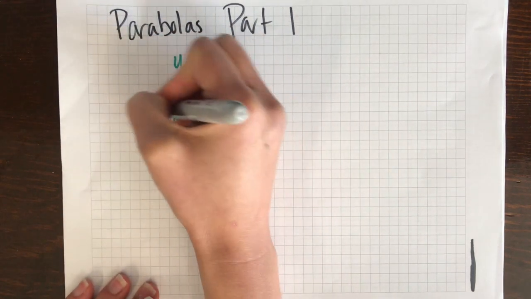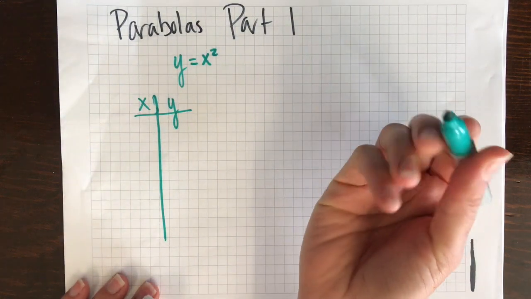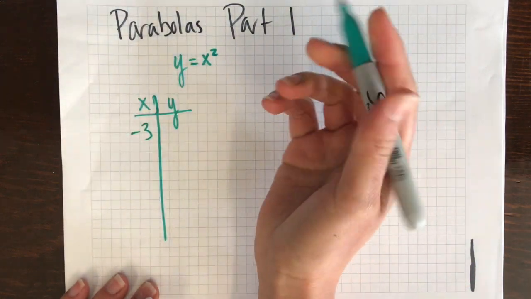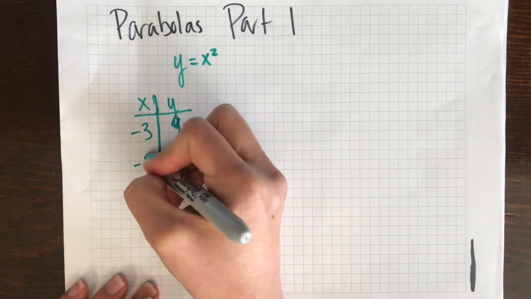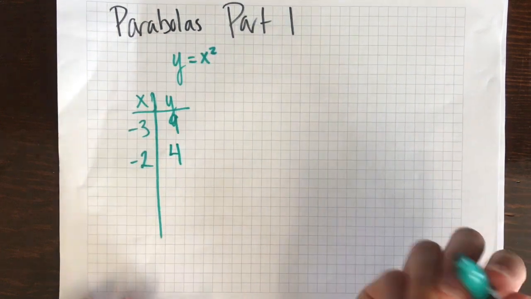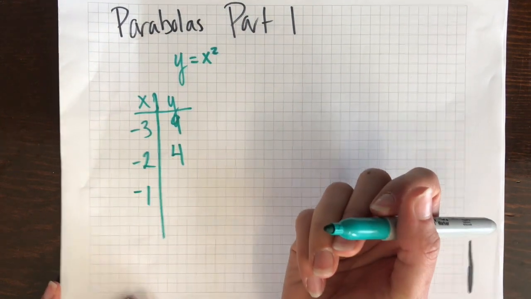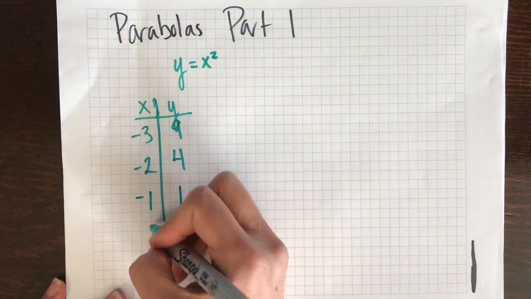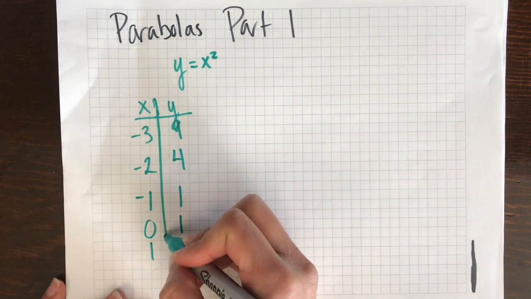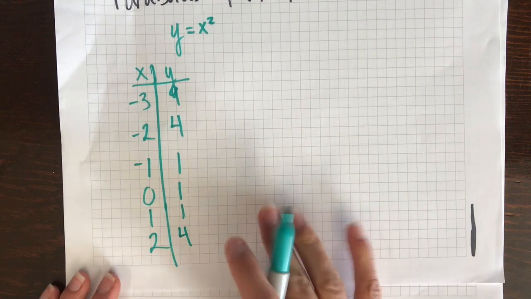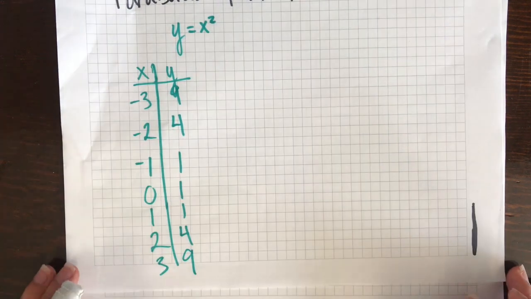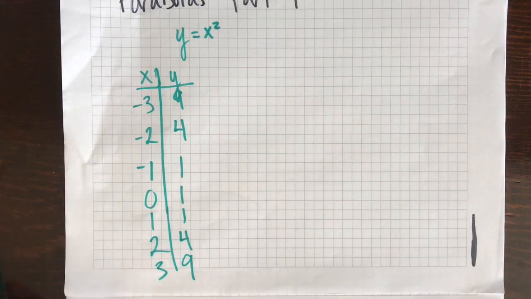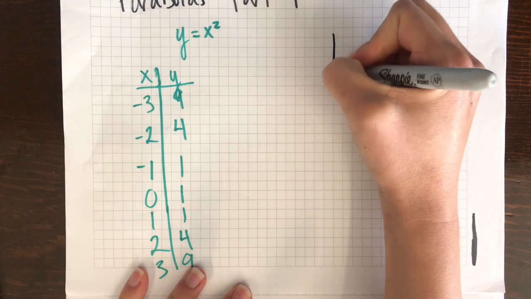So a parabola is something in the form of y equals x squared. Now what I've done here is I've said, okay, I'm going to map out the x and the y coordinates. So if I plug in -3 for x and I square it, I get positive 9. If I plug in -2, I get 4 when I square it. If I plug in -1, I get 1. If I plug in 0, I get 0. Sorry, that should say 0. And then if I plug in 1, I get 1. If I plug in 2, I get 4. If I plug in 3, I get 9.